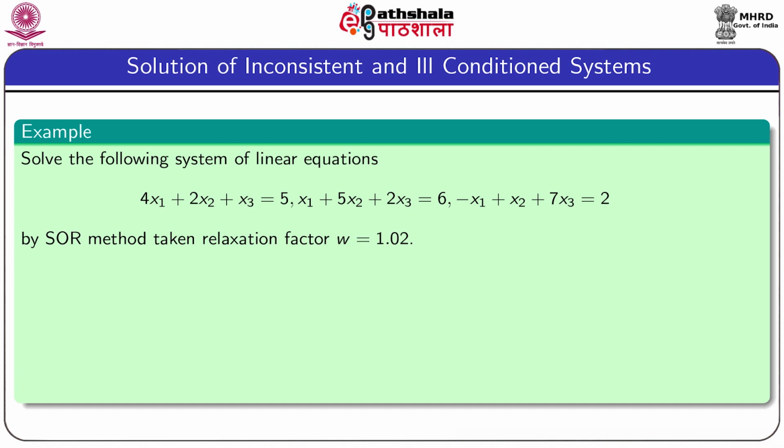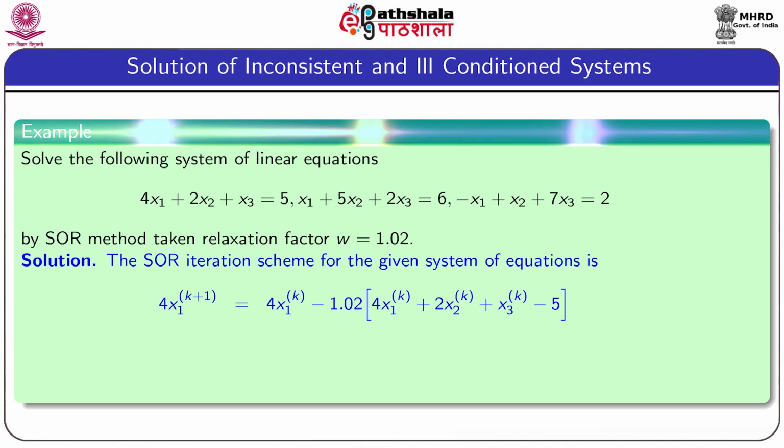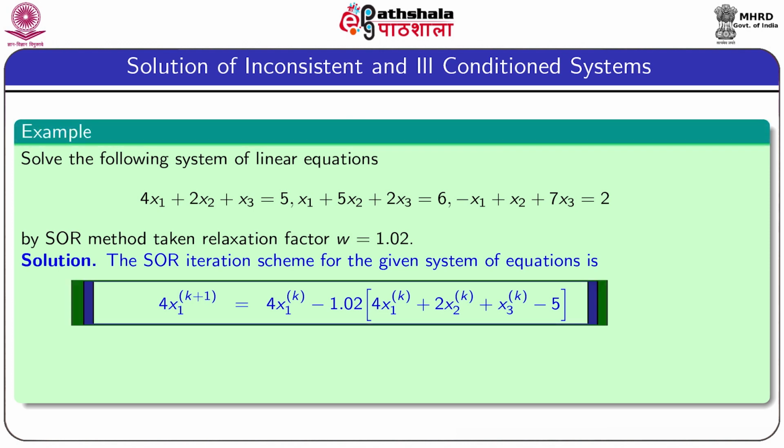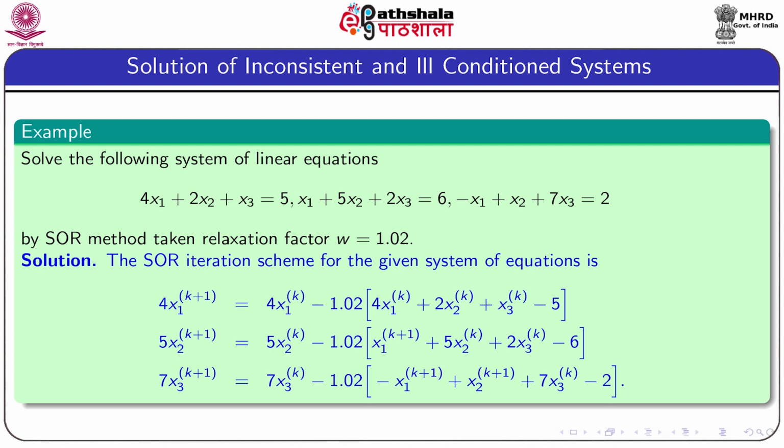Now we consider a system of equations. Obviously it is an ill conditioned system of equations to solve by the successive over relaxation method by taking relaxation factor w equal to 1.02. The SOR scheme, that means successive over relaxation scheme, is given by 4x1^(k+1) equal to 4x1^k minus 1.02, that one is the relaxation factor, into 4x1^k plus 2x2^k plus x3^k minus 5. This is obtained from the first equation, and from the second equation we obtain the second iteration scheme, and from the third equation we obtain the last equation.